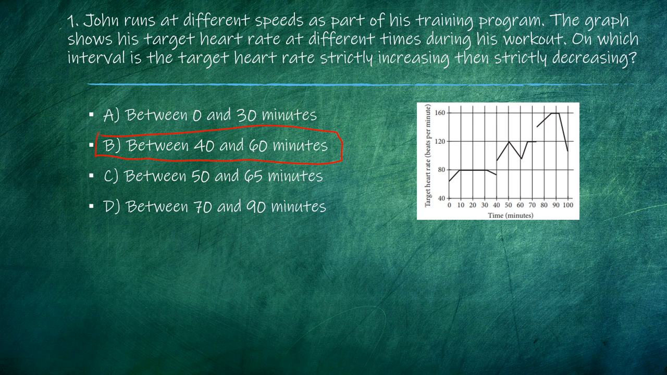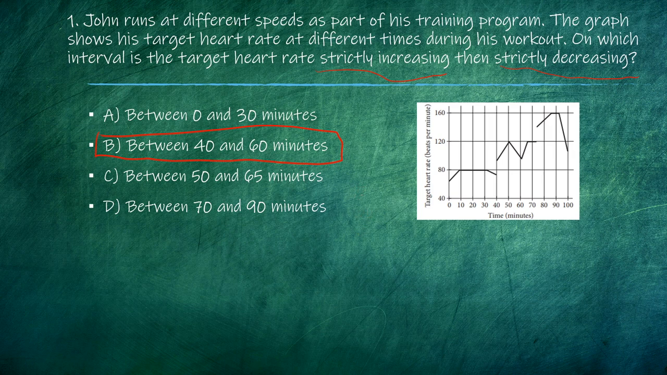To solve this question, first we have to understand what it is asking. It's asking at what point on this graph is the graph strictly increasing, then strictly decreasing. So let's look at what it means by increasing and decreasing. If you notice on this graph, there are three different parts. One is when it has a positive slope. The second part is when it's a flat line. The last part is when it has a negative slope.